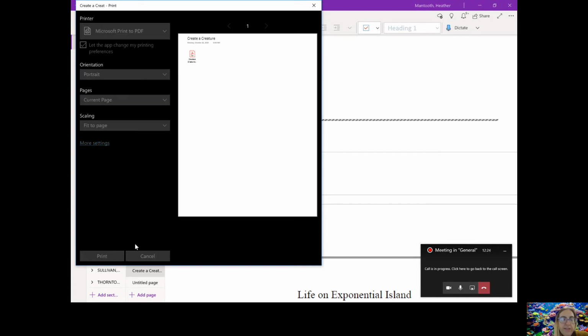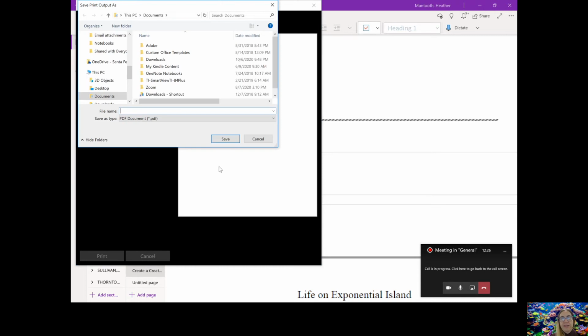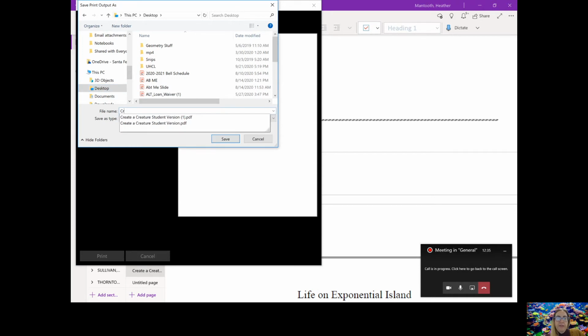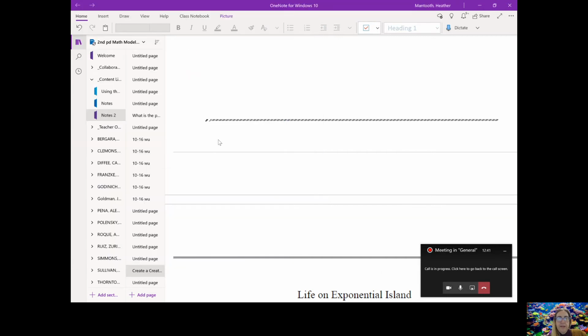I'm going to click on print, and it's not actually going to print out, it's going to save as a PDF document. So I'm going to find a place to save it. You might want to save it on your desktop, but that's up to you. And then I'm going to name it. Let's call it Creature Project. And then I'm going to click on save. And now my document is saved as a PDF here on my computer. And then once I have it saved, I am now ready to upload it to Canvas.